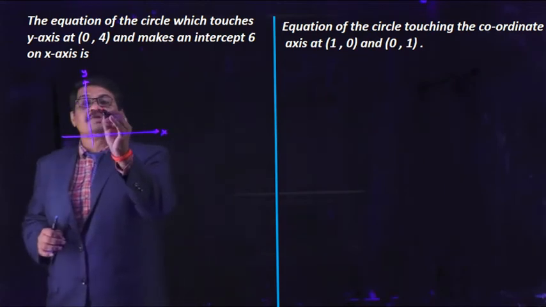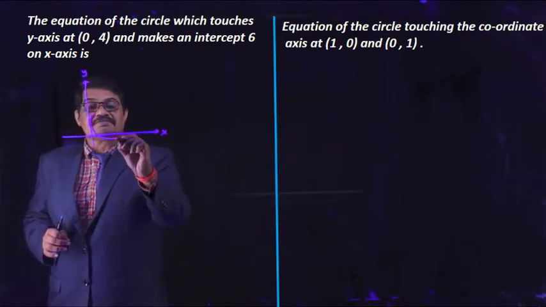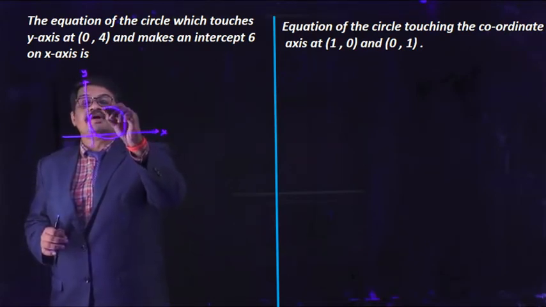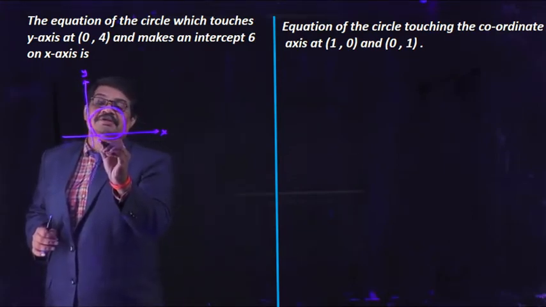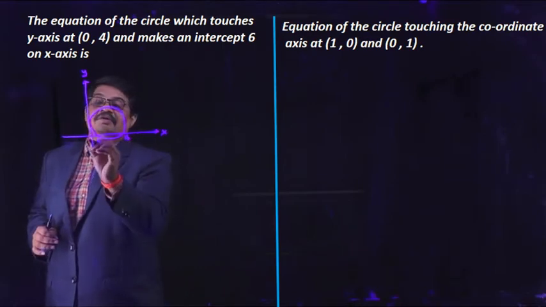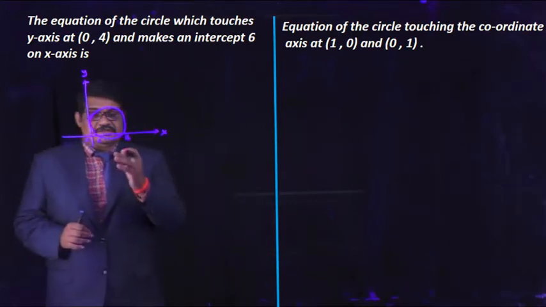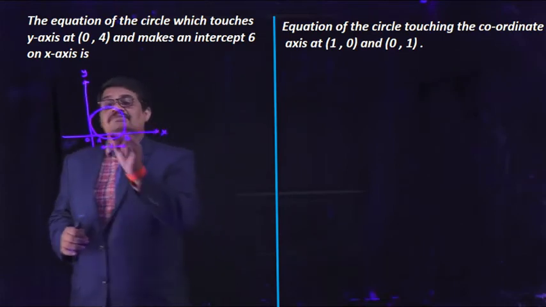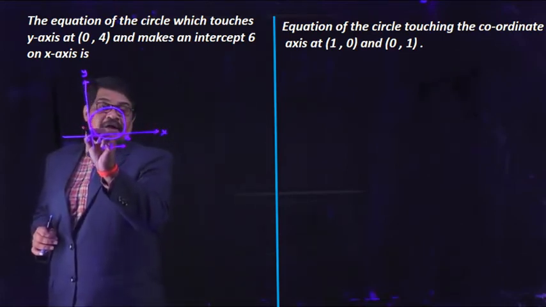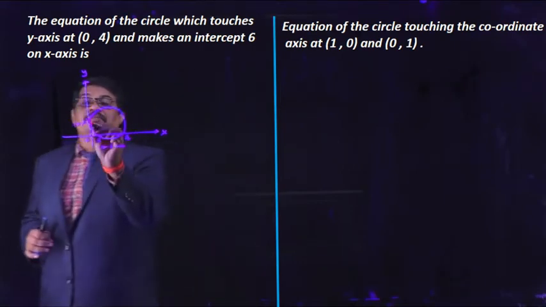Look at the diagram. The required circle touches the y-axis and makes an intercept of 6 units on the x-axis. This is the intercept made by the circle on the x-axis. This AB length is 6 units. And the circle touches the y-axis at the point (0, 4). This is (0, 4).